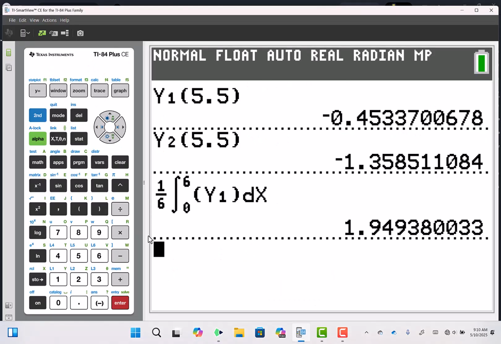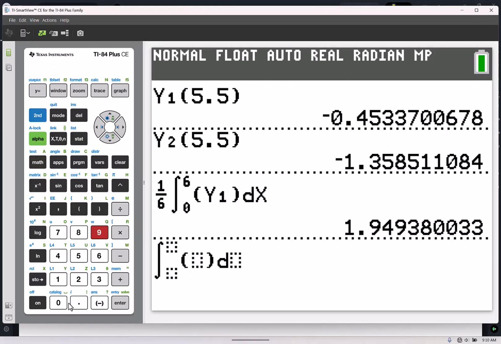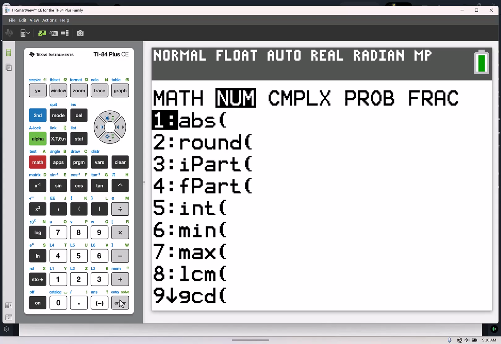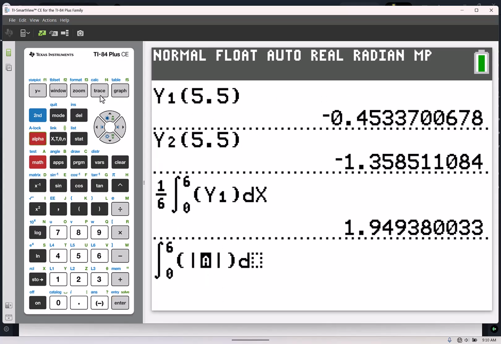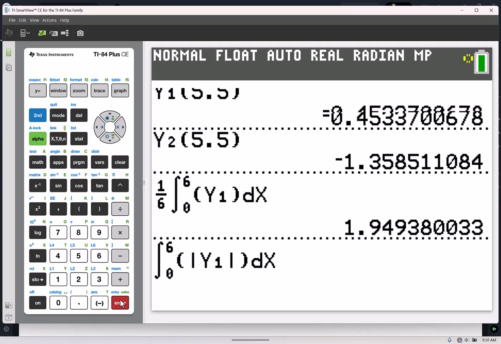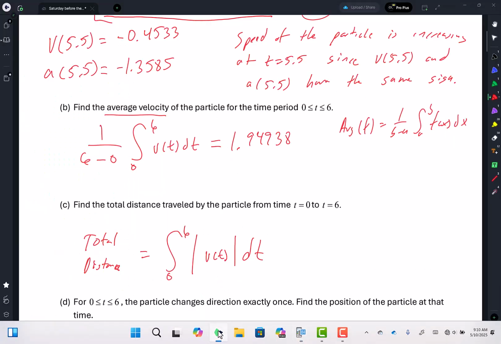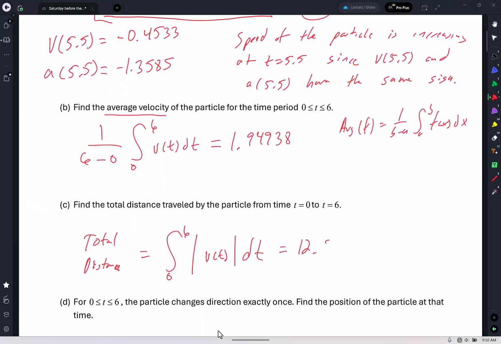I'm going to take my calculator and go math 9, 0 to 6. How do I find the absolute value button? Math, number. It's the very first one, ABS, and then just type it in. Alpha trace y1, and then put an X on this. Delete, X, enter. And there it is, 12.5732 is what I got. If there are units, you would put units, but this one doesn't have any units.